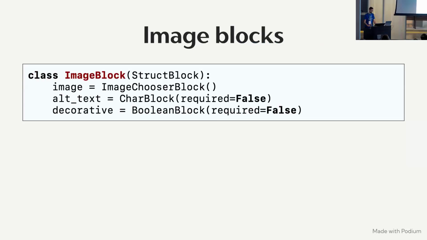Now let's take a look at another very common block for Wagtail developers to implement, an image block. An example of a simple image block here that bundles a basic image chooser block with a couple of accessibility related blocks. The alt text child block accepts some text to be output in the image element's alt attribute, while the decorative Boolean block creates a checkbox to indicate that no alt text is needed for the image in this context.